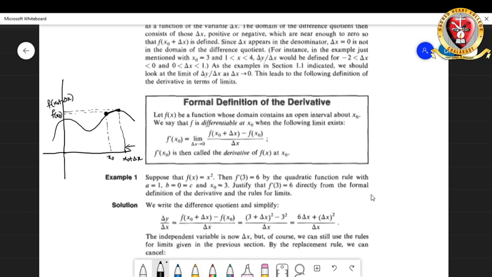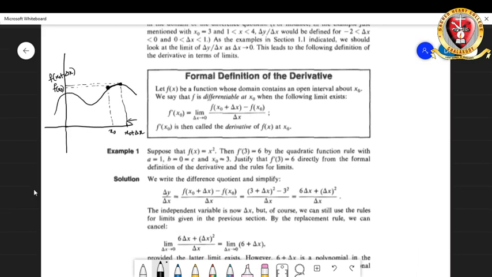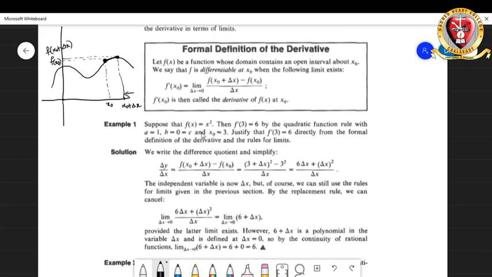Now in order to repeat the same, we'll just see example 1. Example 1 says that suppose f of x is equal to x square, then f dash of 3 is equal to 6 by the quadratic function rule, with a equal to 1, b equal to 0, c equal to 0, and x naught equal to 3. Justify that f dash of 3 is equal to 6 directly from the formal definition of the derivative and the rules of the limits. This is something which we had proved earlier, and we have to prove the same with respect to the formal definition.